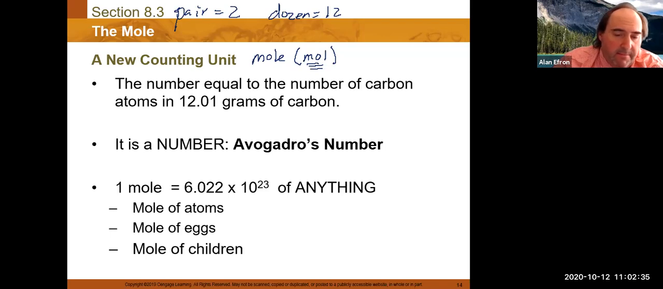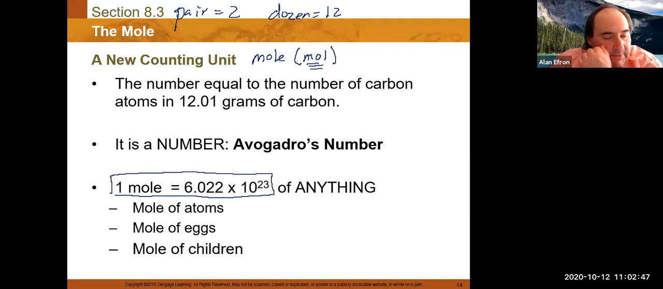So when we talk about a mole of something, 1 mole basically represents a certain number, which is this number right here. 1 mole is equal to 6.022 times 10 to the 23. And this number is what is known as Avogadro's number. So when we talk about Avogadro's number, it is this 6.022 times 10 to the 23. And like I said, the units that go with that can really be anything.